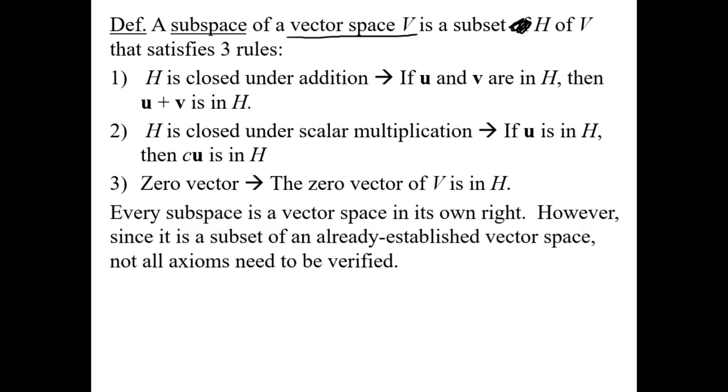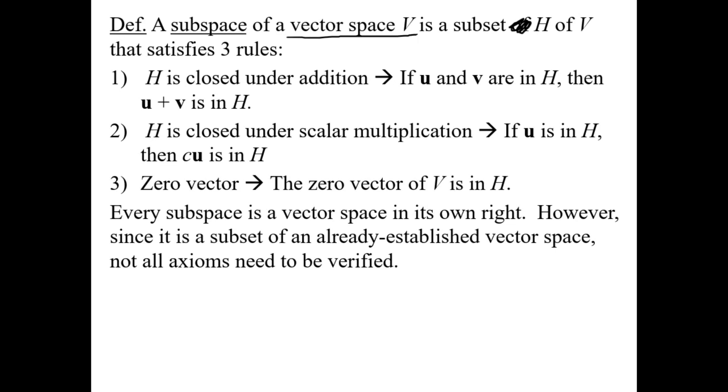Every subspace of a vector space is a vector space in its own right. So every subspace is itself a vector space. It just happens to be a smaller piece of an even bigger vector space. However, since it's a subset of an already established vector space, not all axioms need to be verified. So I just said that.